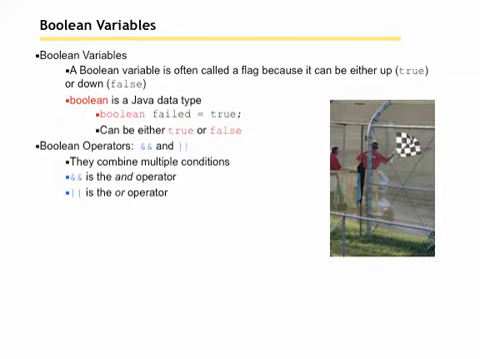Boolean variables are variables that are true or false. We often call them a flag because we can set the flag up to indicate that it's true or down to indicate that it's false, figuratively, if not actually.